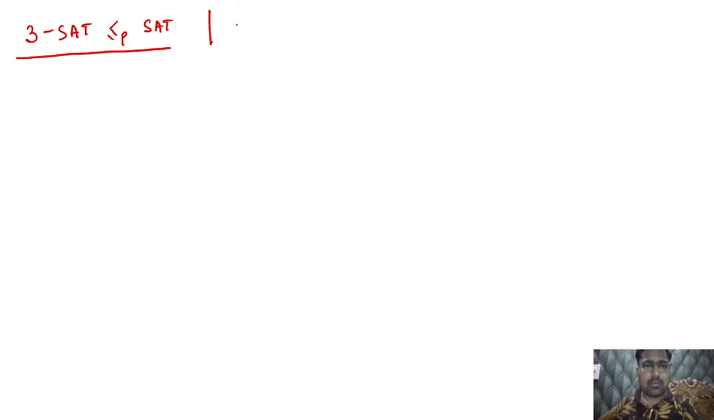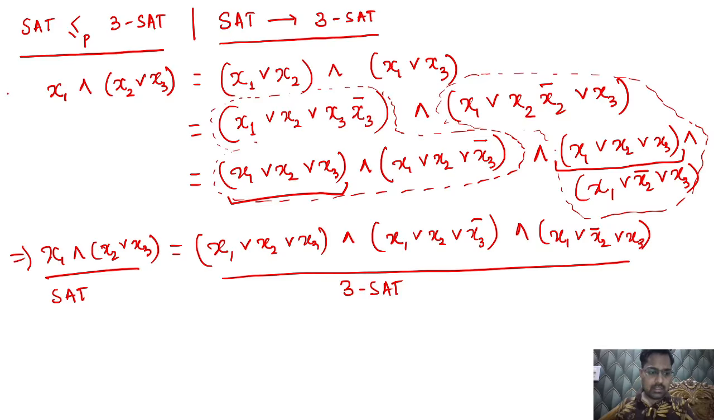Like for 3 SAT, it polynomially reduces to SAT. Or else, we know SAT, and we will be trying to convert that to 3 SAT. The same example we will take because it will be very easy for us to understand.